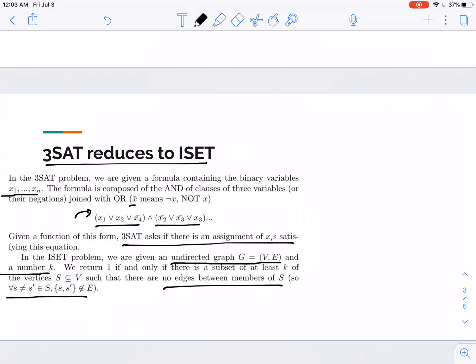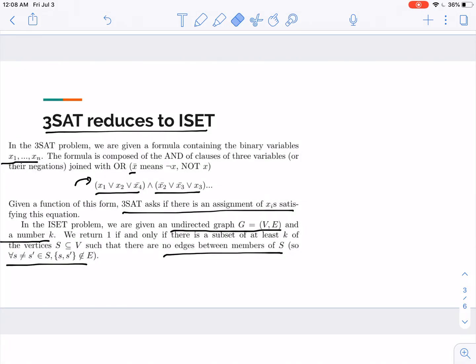At first glance, these problems seem super unrelated. One of them is about binary formulas, Boolean algebra, and one of them is about graph theory. But actually, we'll see that we can reduce 3SAT to ISET. In other words, if we have some solver for ISET, then we can solve 3SAT as well. So you're already seeing the power of reductions. They allow us to reason about the difficulty of problems that are completely different, and they allow us to use one type of problem that seems completely different from another to actually solve the other problem.